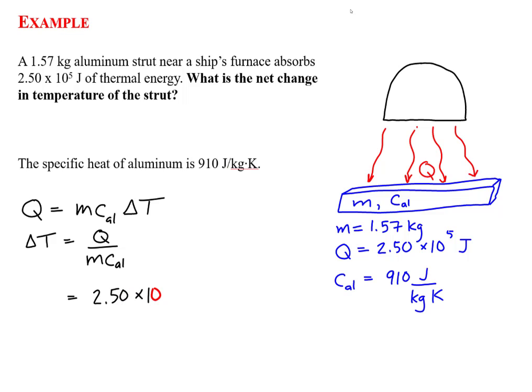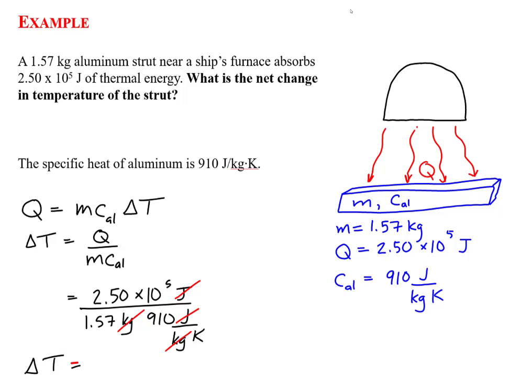The heat Q is 2.5 times 10 to the fifth joules. This is divided by the mass m, which is 1.57 kilograms, and the specific heat of aluminum, which is 910 joules per kilogram Kelvin. Let's do an inline unit check. We see that kilograms cancels with kilograms, joules cancels with joules, leaving us with kelvins, which is the correct unit.